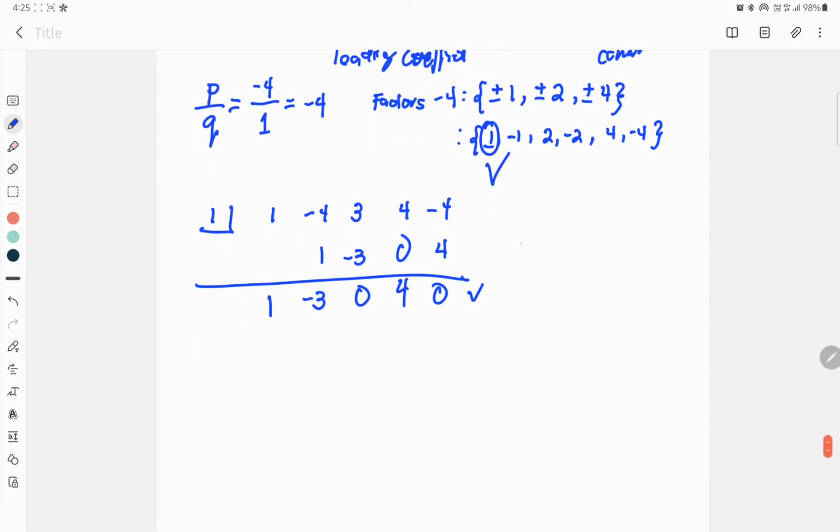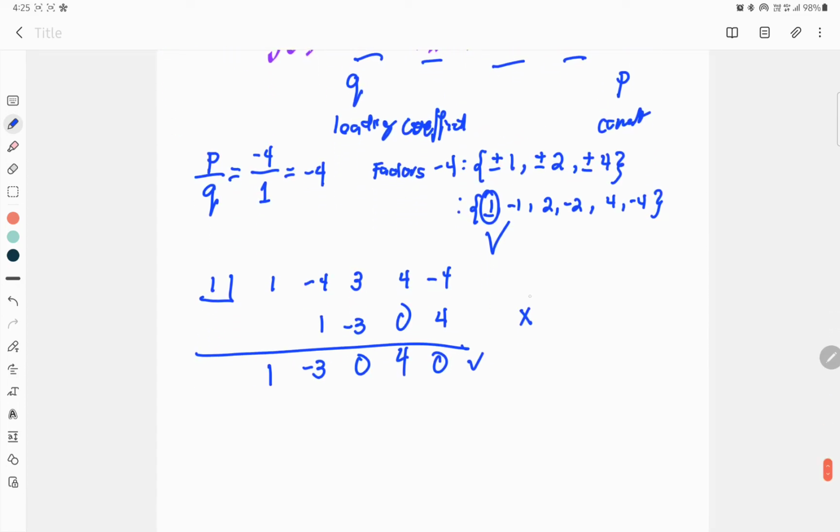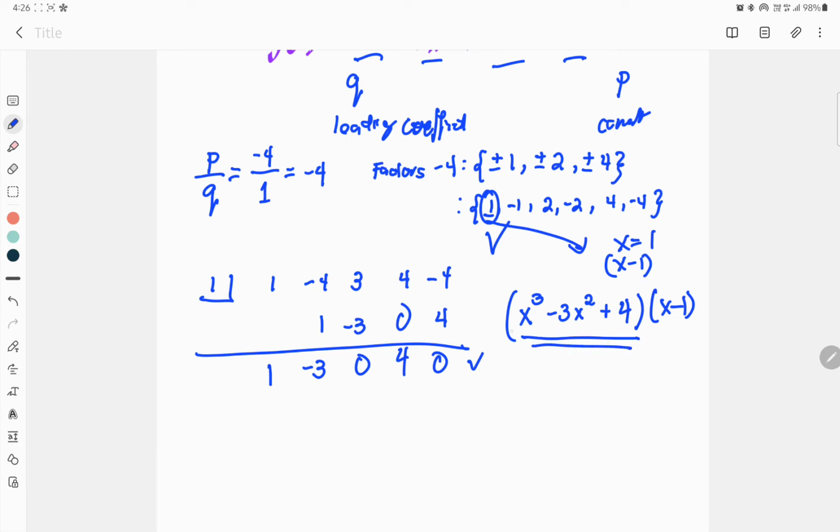So we can write that the quotient would be, because it's in the fourth degree, x cubed minus 3x squared, 0x, then plus 4. We could say that this is multiplied by, since we have 1, if x equals 1, then x minus 1. So this is x minus 1. Now we look at the third degree. Once again, you have 1 and 4.